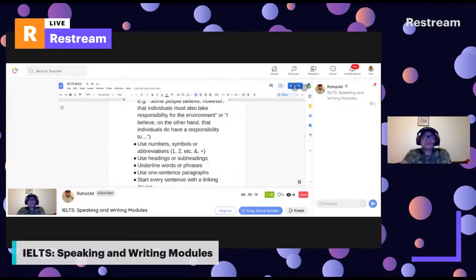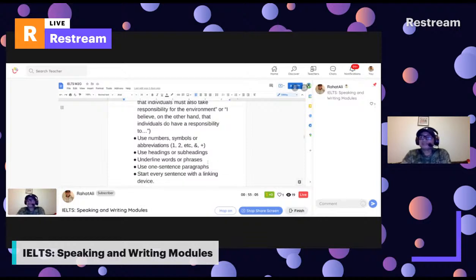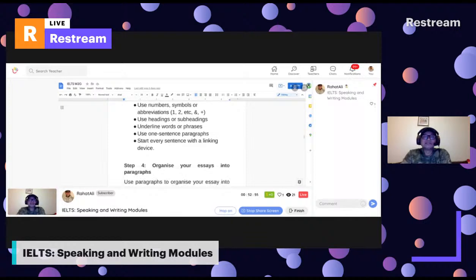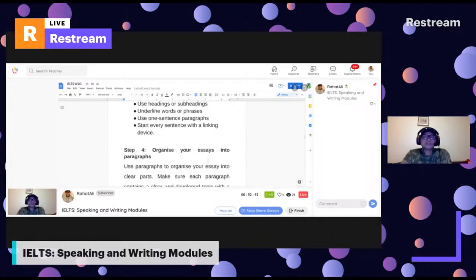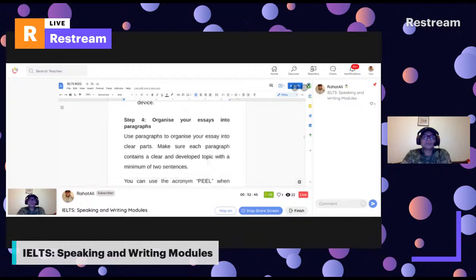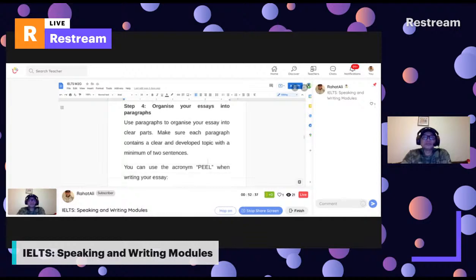Don't use numbers, symbols, or abbreviations like 1, 2, etc., ampersand, plus. Don't use headings or subheadings if possible. Don't underline words or phrases. Don't use one sentence paragraphs. Don't start every sentence with a linking device. Organize your essays into paragraphs. Use paragraphs to organize your essay into clear parts. Make sure each paragraph contains a clear and developed topic with a minimum of 2 sentences.